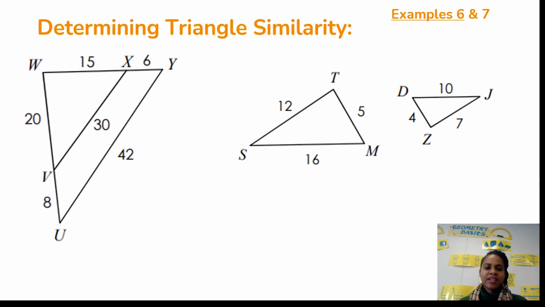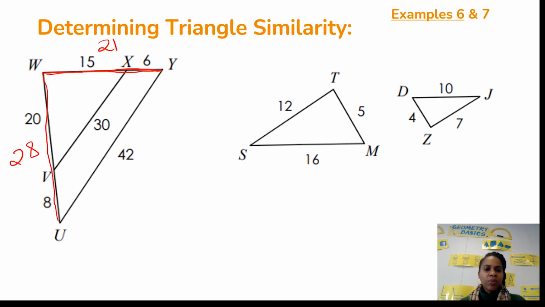Let's look at these two examples here. So the first one here, example 6, we have a smaller triangle within a larger triangle. So the first thing you want to do is figure out the length of the sides of the larger triangle here. So the length of WY would be 15 plus 6. So the length of this side would be 21. And so WU, the larger triangle, we add 20 plus 8. So the length of this entire side is 28.